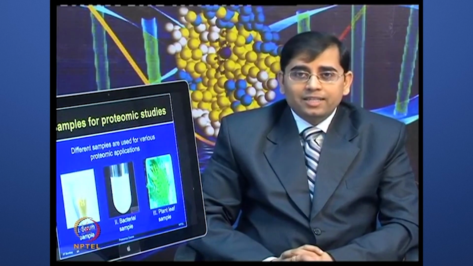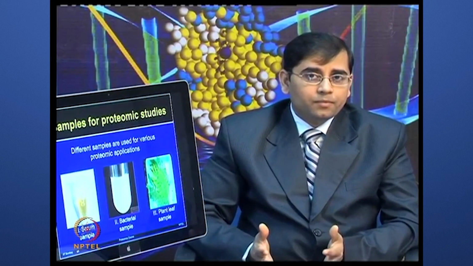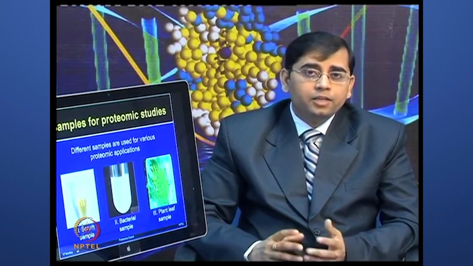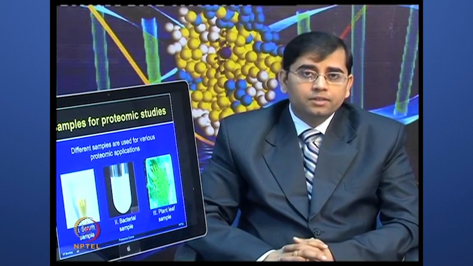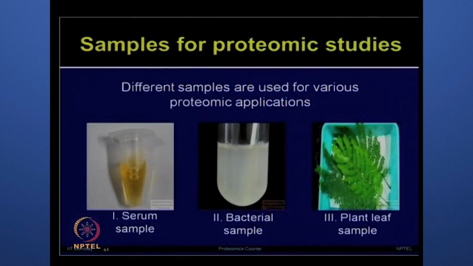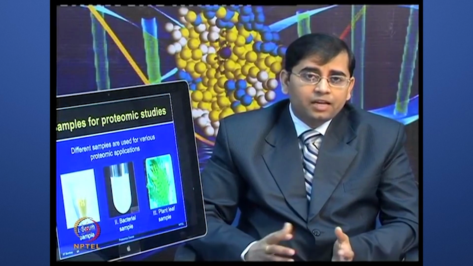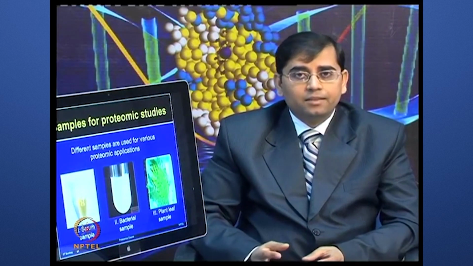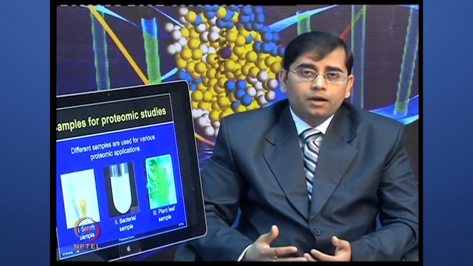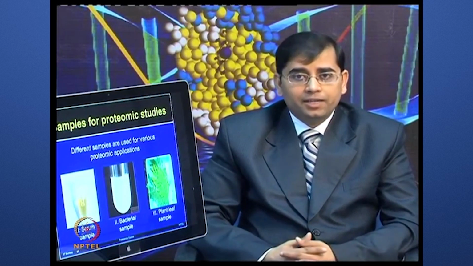So, although the sample diversity is very large and samples are very complex, I will still try to take 3 representative examples. One, the serum sample obtained from human. Second, the bacterial sample which will be taken from Bacillus species, and third, the plant leaf sample. By showing you the protein extraction and solubilization methods for these 3 different types of samples, I will try to give you the diversity and different types of methods being used to perform various types of proteomic applications.